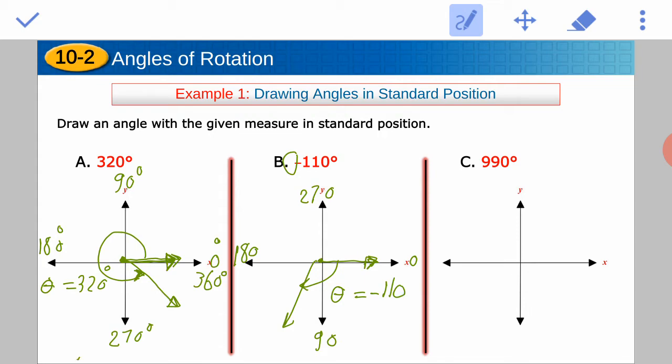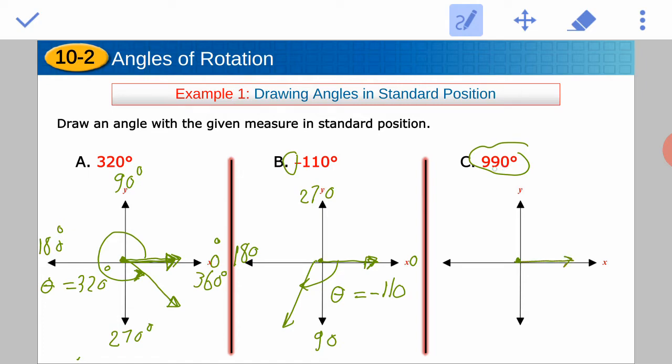Another angle, and this one is kind of a tricky one because the measure of the angle is quite large. 990. How do I obtain this angle? One complete round is 360 degrees. Guys, first of all, place the vertex of the angle at the origin and draw the initial side. This is the initial side.